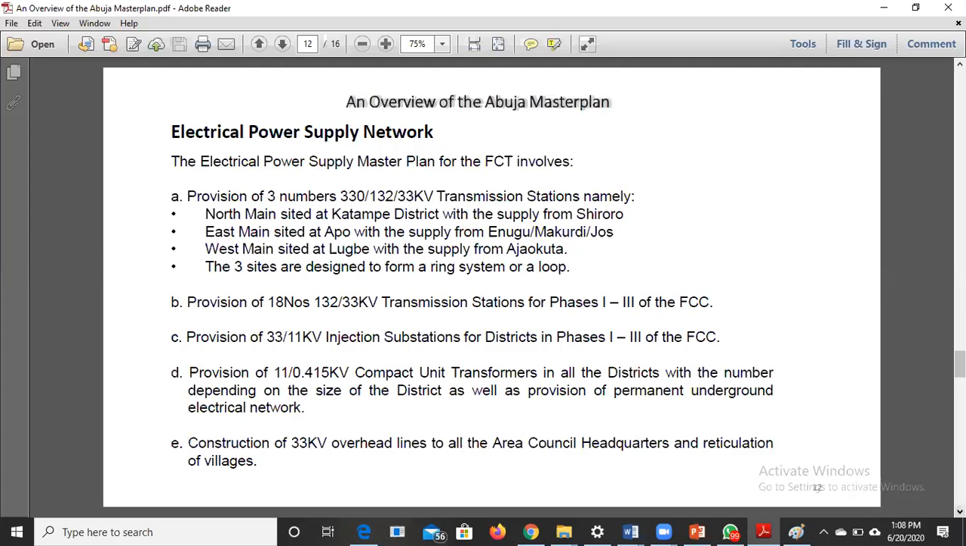And then they are looped, as electrical engineers will call it. They are looped so that if you have problem on one of the transmission stations, you can be able to get power from the other. After that, they have proposed 18 numbers of 132/33 kV transmission stations for phase 1 to 3. These transmission stations will now take power from the main transmission stations at the north, east, and west sides.